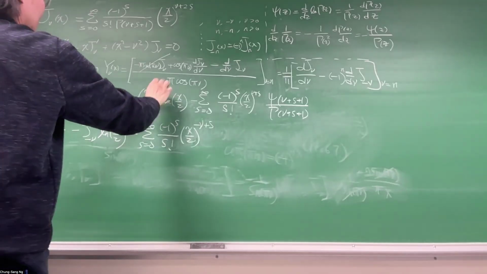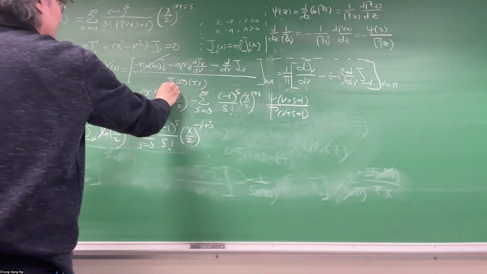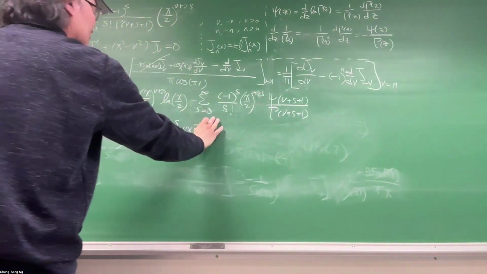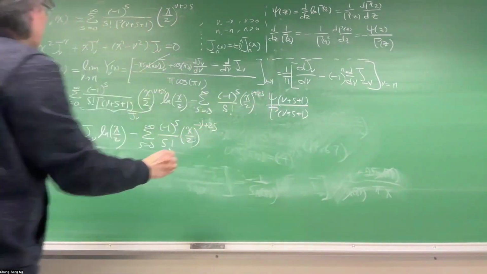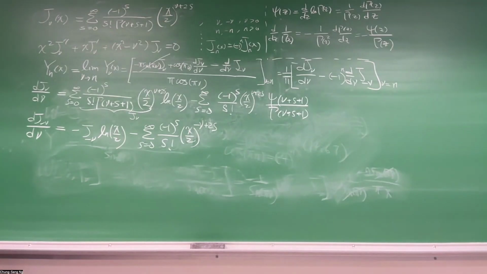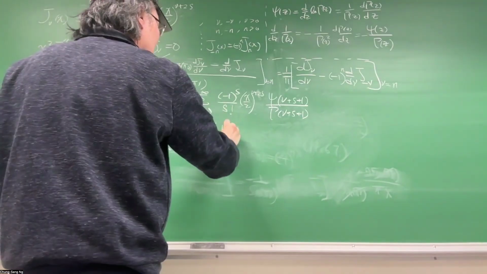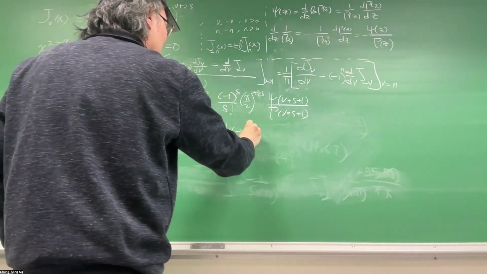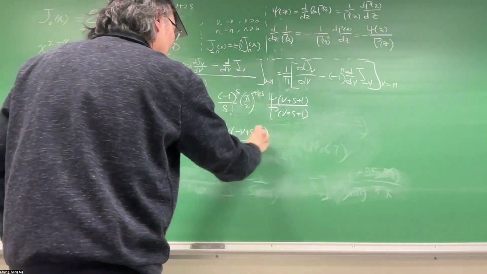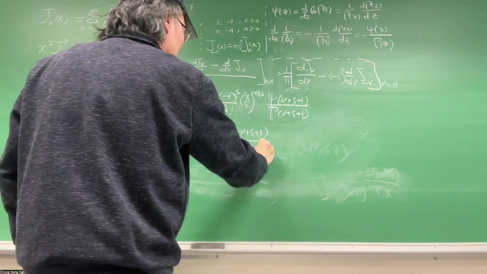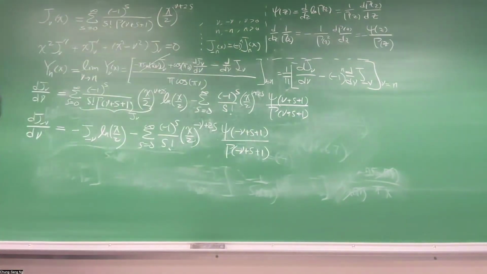Nu plus 2s, right? I miss all of that. Nu plus 2s. Nu plus s. Nu plus 2s. And then psi of minus mu plus s plus 1 divided by gamma minus nu plus s plus 1, right.